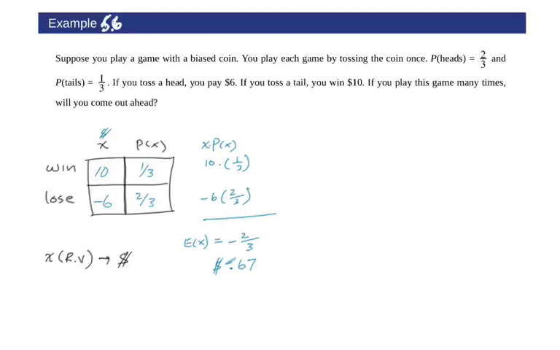The negative indicates that we're actually going to end up losing money here. So on average, every time we play, we're going to lose about 67 cents here. Now, that's not going to happen on each play because we either win 10 or we lose 6. So the 67 is not going to happen, but we're talking about long term, if we were to play this game 100, 1,000 times over.